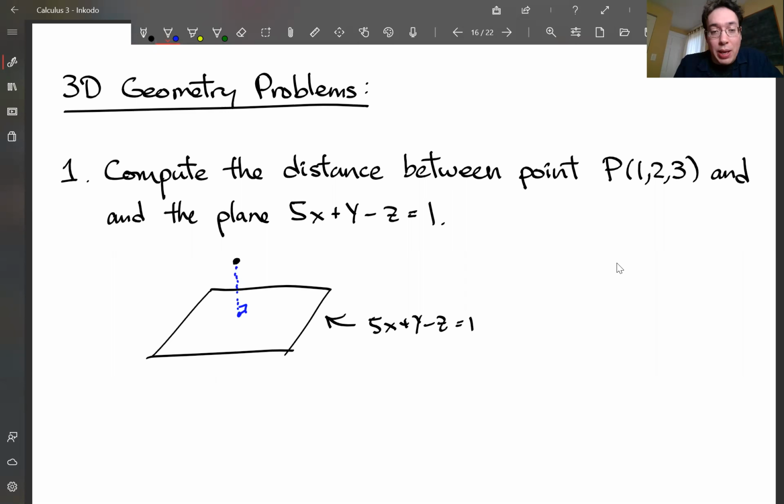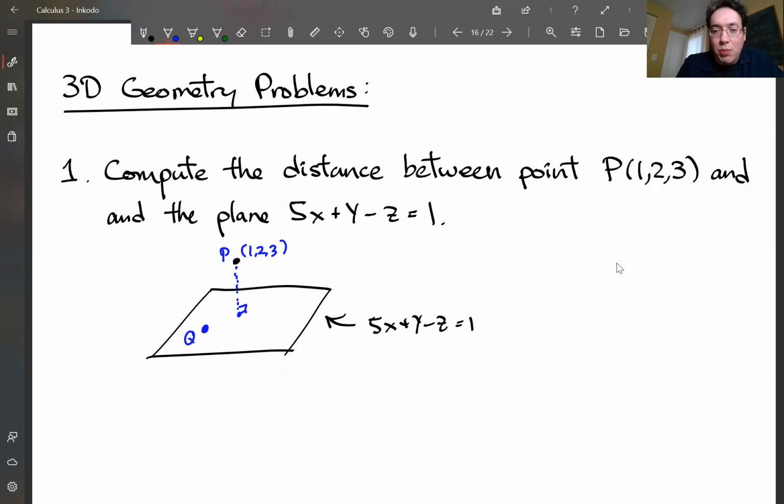There's a couple ways to go about it, but probably the quickest way is using the projection. So let me tell you what I mean by that. First, we pick any point on the plane and call it, oh, I shouldn't call it P, because this point is called P. That's the point 1, 2, 3. So let's pick some point Q on the plane. This one doesn't have to be the closest point. I'm just going to pick a point Q.